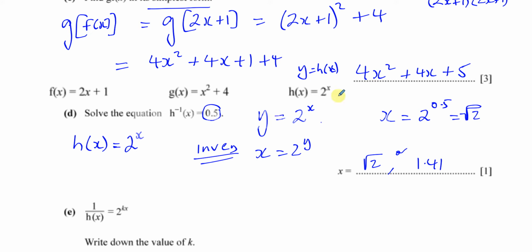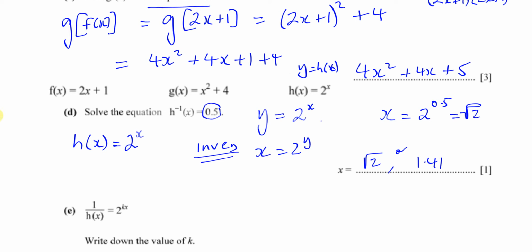So if h of x equals 2 to the power of x, for the inverse, you swap the x and the y around, and then instead of putting the 0.5 over here, you put it over there, where it's been swapped to. And that gives you x equals 2 to the power of 1/2, which is the square root of 2. Okay, so there's the answer to part D. I hope that was clear. That's a bit of a tricky one.